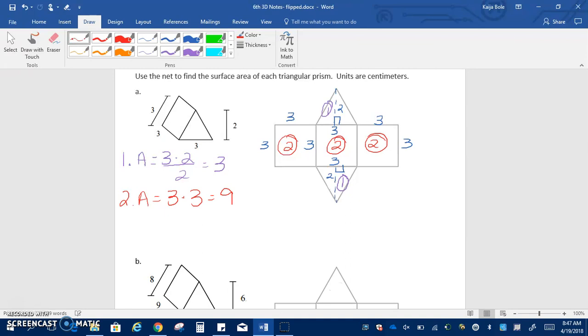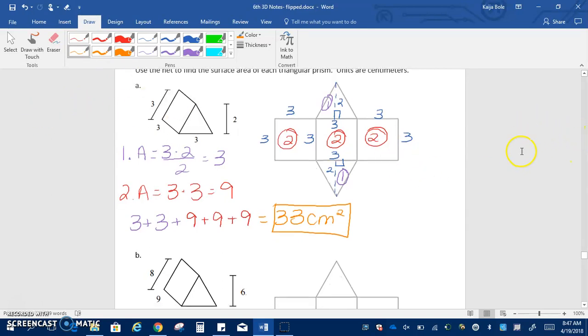So now we need to add them all up to find the total. So for our triangles, we have 2 triangles, so we're going to have 2 3s, so 3 plus 3, plus, and then we need 3 9s. So when we add them up in the end, we get 33 centimeters squared for our total surface area.